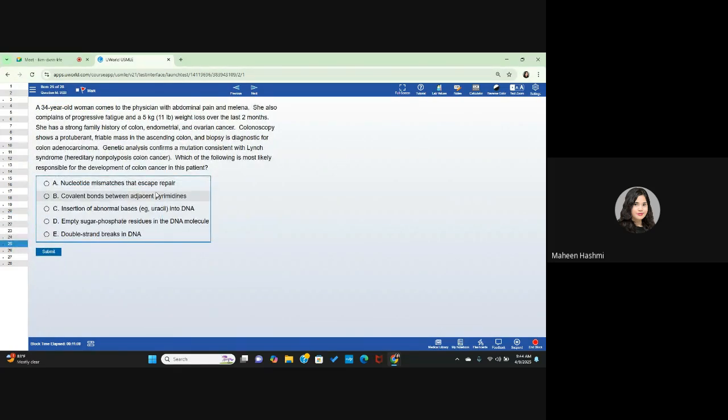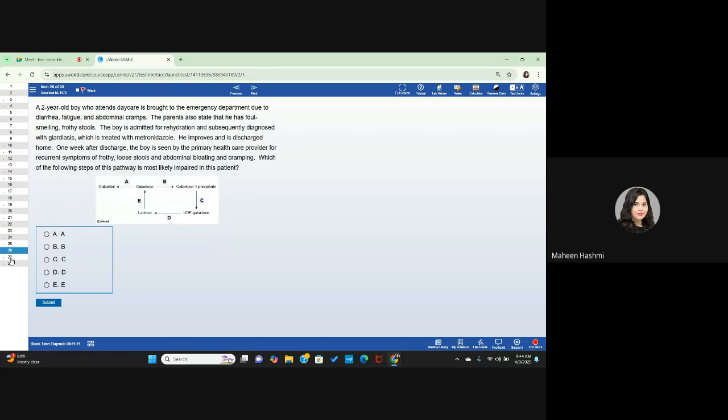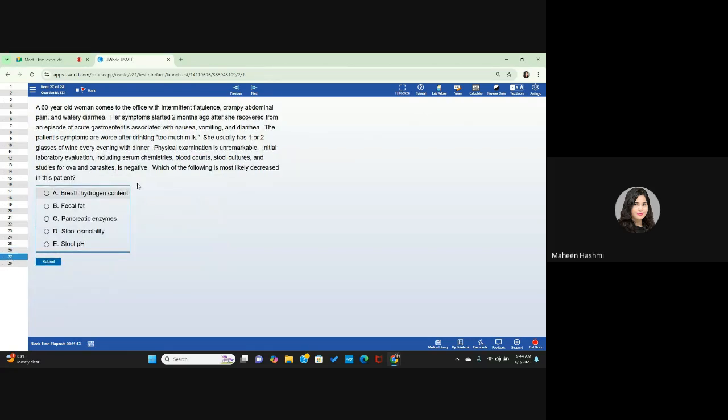All right. Then we go to the next question. Physical examination is unremarkable. Initial laboratory evaluation, including serum chemistry, blood counts, stool cultures, and studies for ova and parasites, is negative. Which of the following is most likely to be present in this patient? A 60-year-old woman comes to the office with intermittent flatulence, crampy abdominal pain, and watery diarrhea. Her symptoms started 2 months ago after she recovered from an episode of acute gastroenteritis associated with nausea. The patient's symptoms are worse after drinking too much milk. What's happening?